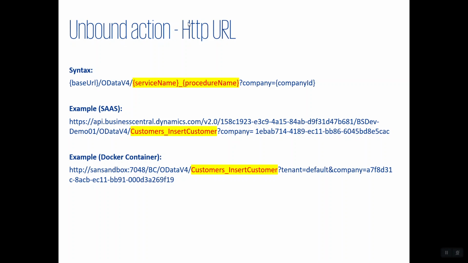Now, unbound actions: once we publish the codeunit as a web service, we have to call it in this syntax, which is this one. For example, api.businesscentral.com, this is my tenant ID, and this is my environment name, and then customers_insert_customer. Customers is my service name, and insert customer is my procedure name. So make sure we enter it properly. Then the company details. For example, for a Docker container or on-premises, we have to add tenant equal to default, and the company.